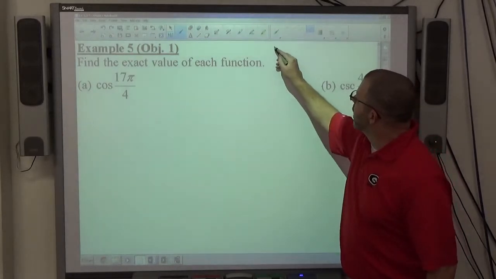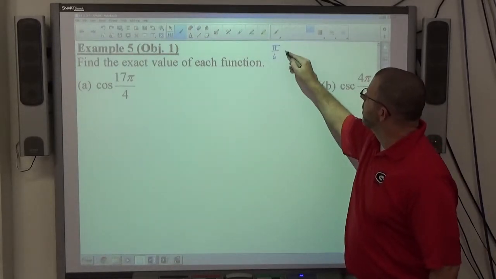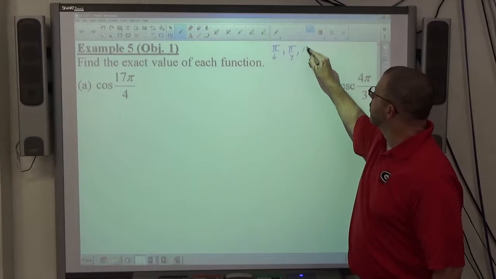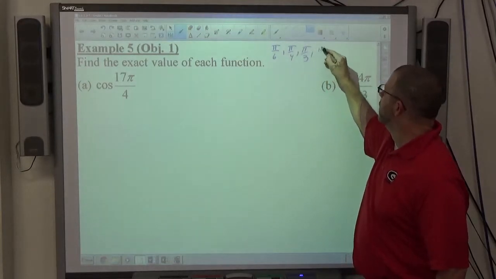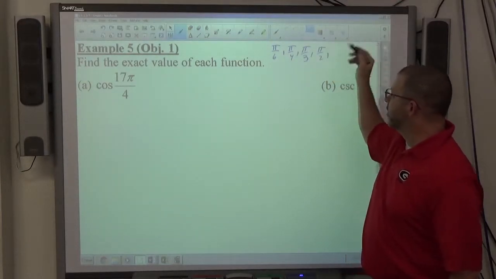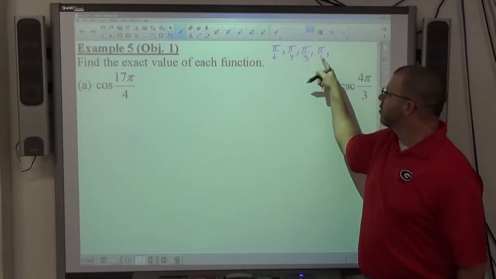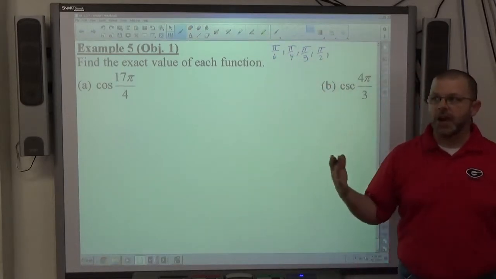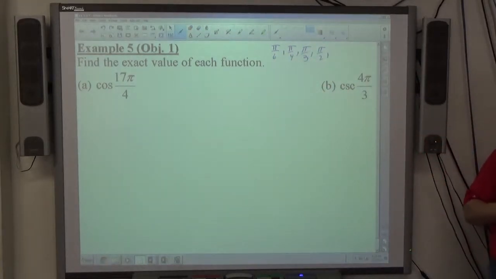The thing is, there's pi over 6, pi over 4, pi over 3, pi over 2, and then again 2 pi over 3 and so on. The denominators are always going to be 2, 3, 4, and 6 if there are any fractions whatsoever. And keeping in mind that if we are too big, we have to subtract.